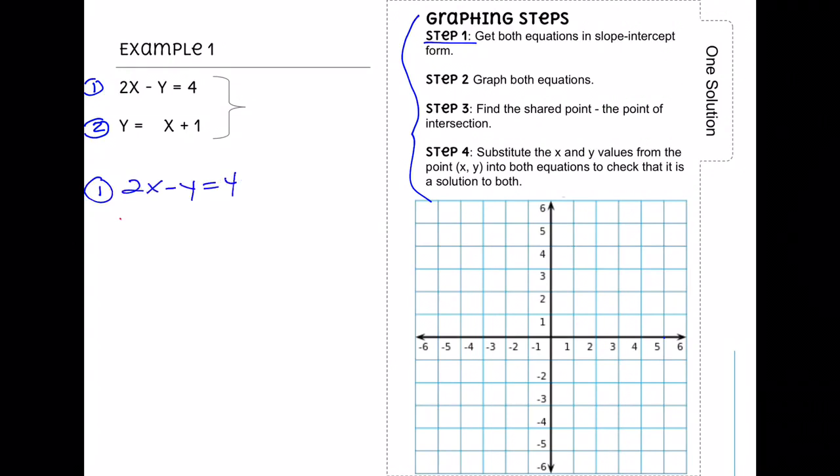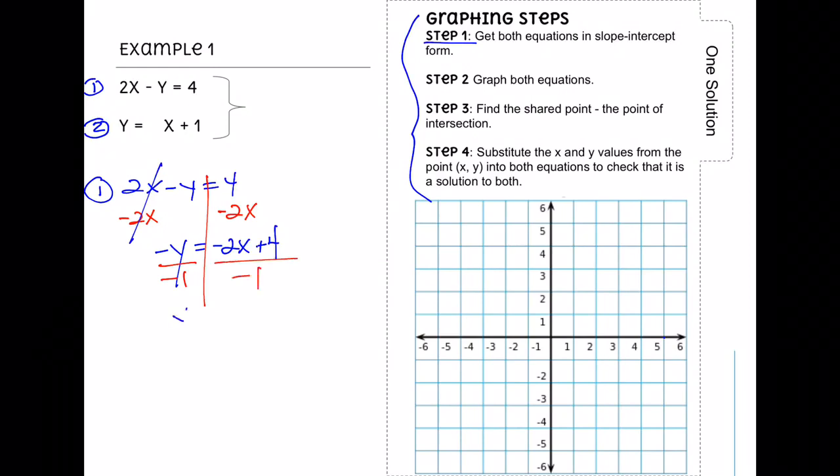We want to solve for y, so we'll subtract 2x from both sides of this equation. That gives us negative y equals negative 2x plus 4. We're solving for y, not negative y, so we're going to have to divide both sides by negative 1. We could have multiplied by negative 1. It'll give us the same result. So that's positive y equals 2x minus 4. So that is our new equation number 1. y equals 2x minus 4. All right, step 1 accomplished.